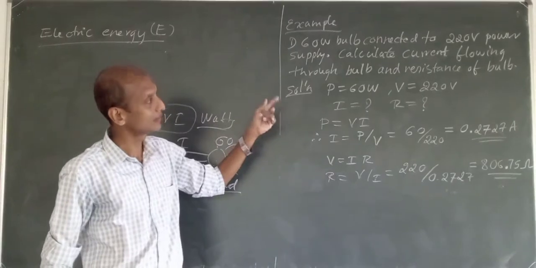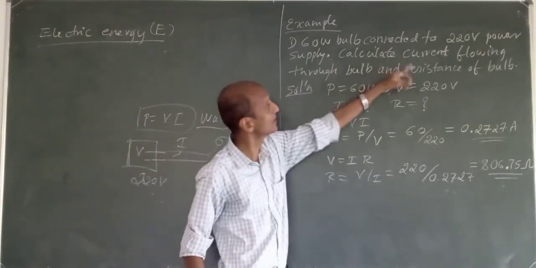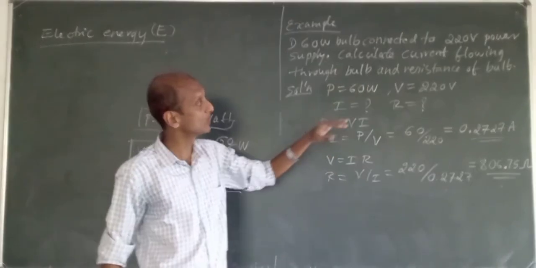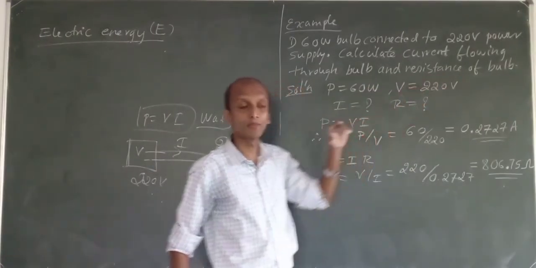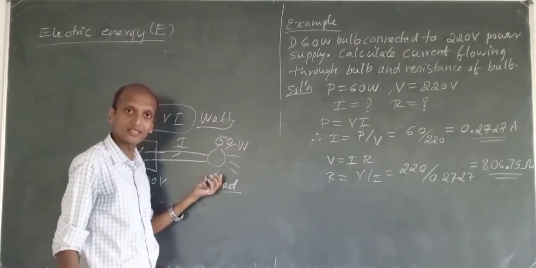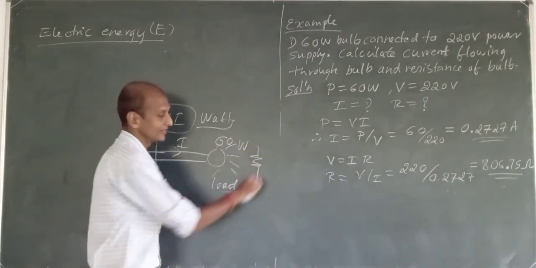So our question is to calculate the current flowing through the bulb, and also the resistance of the bulb. I have a device, this is the load, isn't it? So this load will have some resistance.